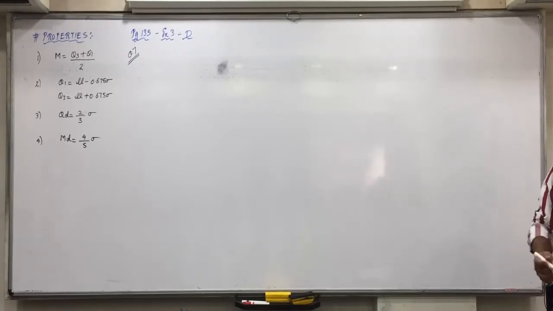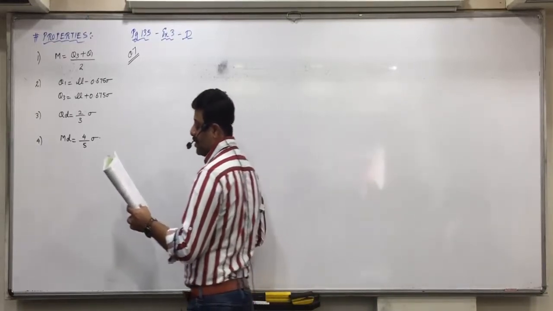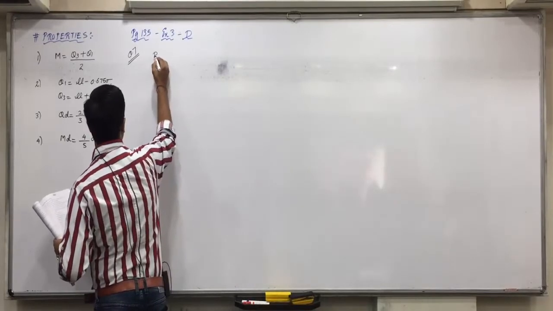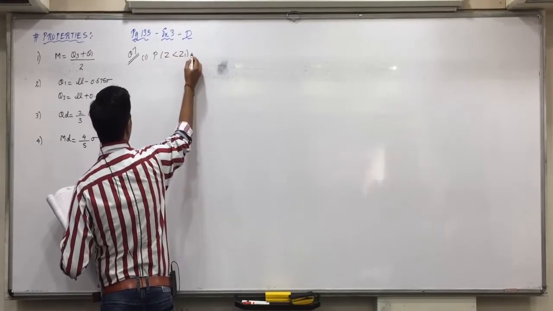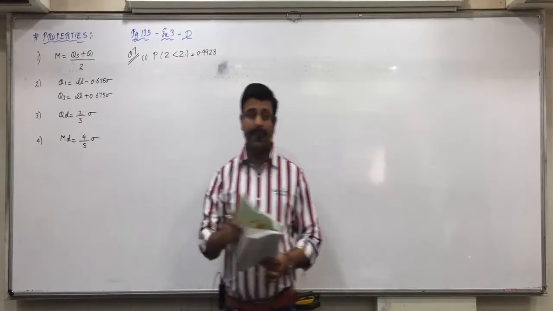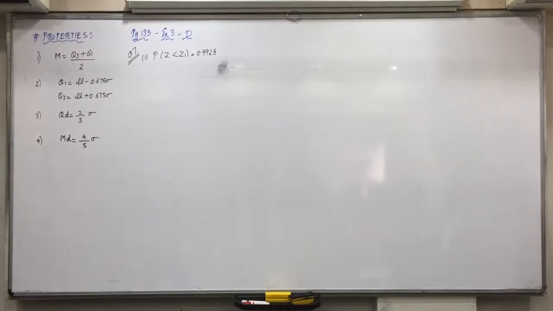We need to find the value of z1. Now they say area to the left of z1 is 0.9928. Can I write area to the left of z1 in this manner? Z less than z1 is 0.9928. Underline: left of means less than. Any confusion in this? Now this we have done yesterday.